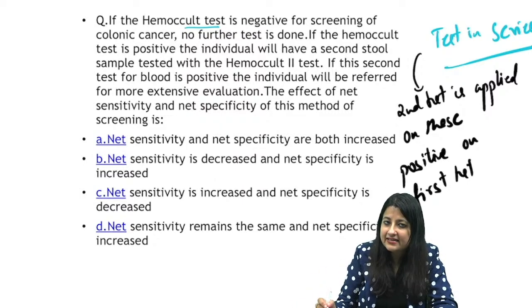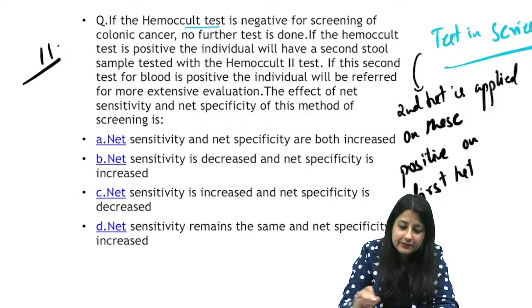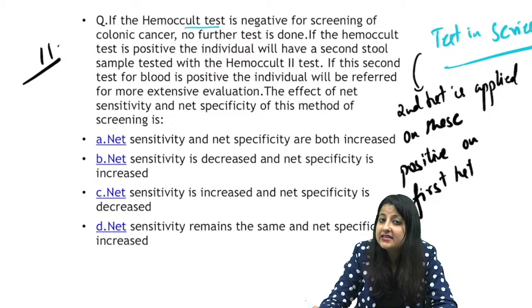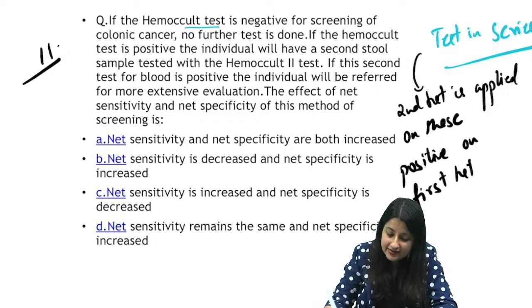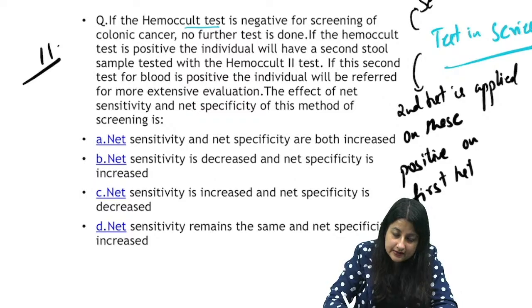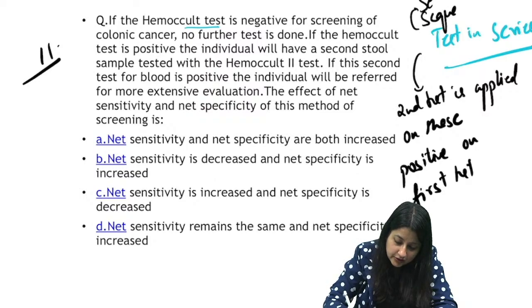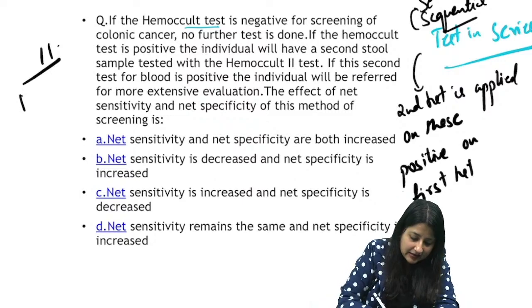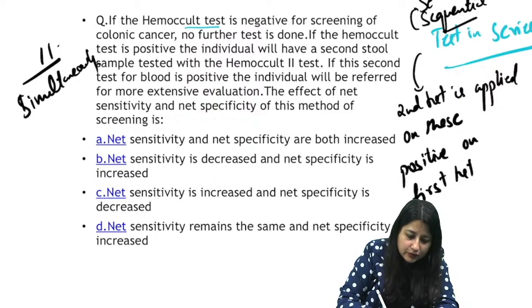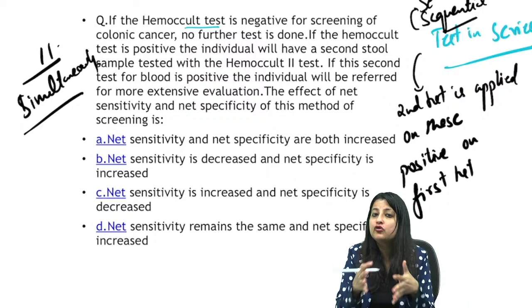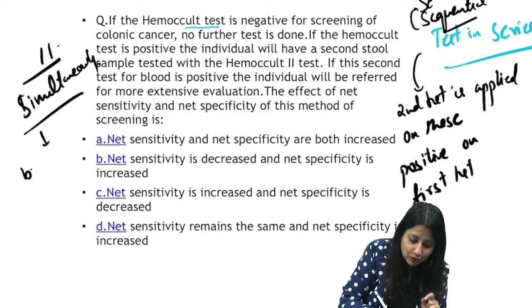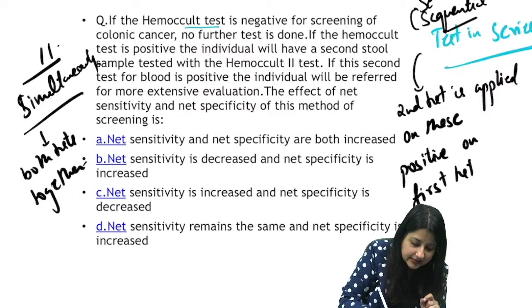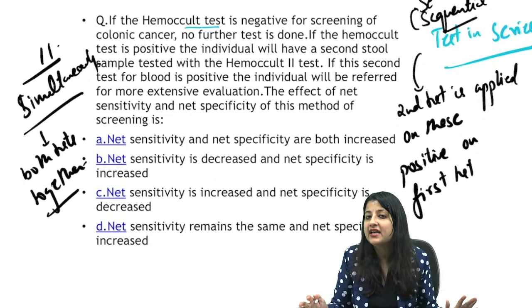But what is test in parallel, guys? When I say test in series, yes, very good, it is sequential testing. But when I say parallel, it means simultaneous testing. Simultaneous testing means we have to apply both the tests together. So here we apply both tests together. And when will the person be considered as diseased? When either of the tests is positive.